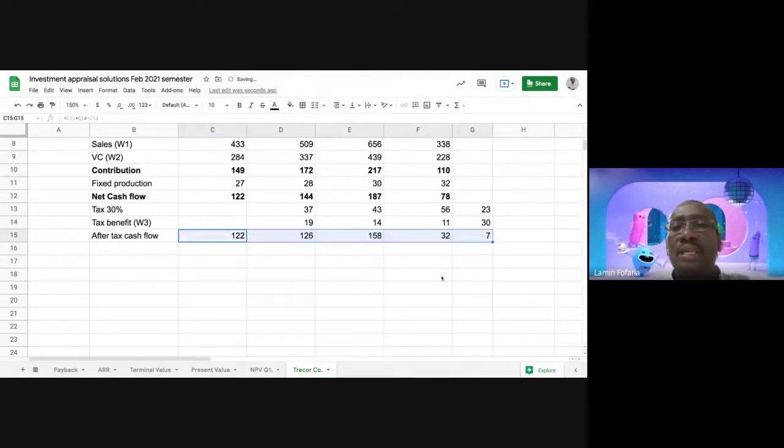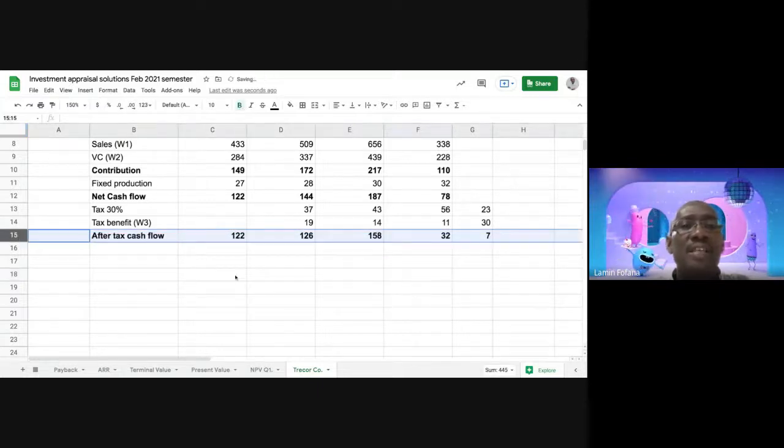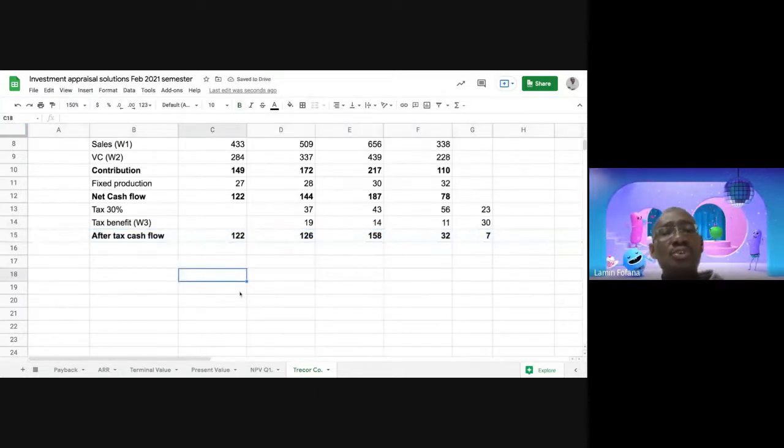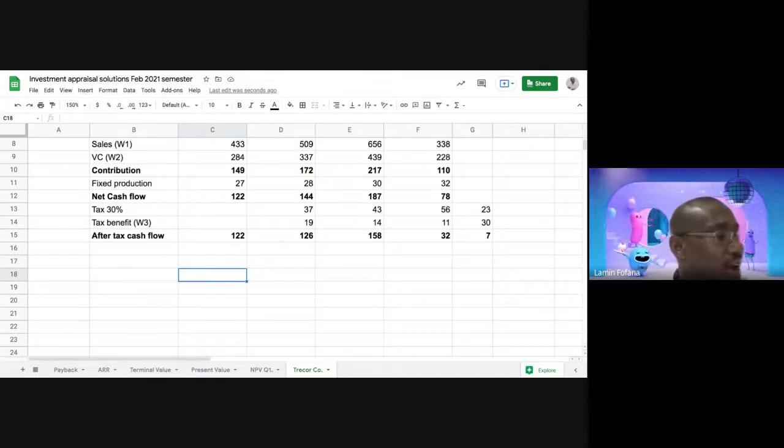Let's duplicate it. That's it. So this will be our after-tax cash flow. Is that clear, everybody? The net cash flow plus the tax benefit less the tax payment. So we'll have our after-tax cash flow of 122, 126, 158, 32, and 7.